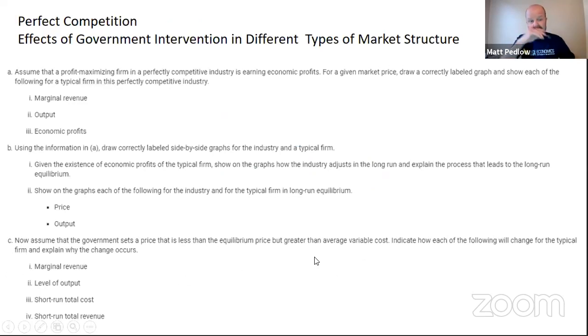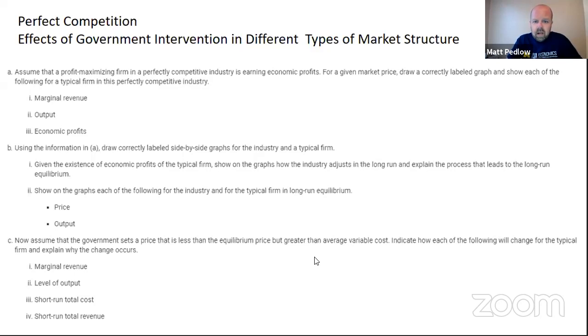All right, this is a longer one, okay? So we're looking at perfect competition. We're looking at intervention and the different types of market structures. So assume a profit maximizing firm in a perfectly competitive industry is earning economic profits. Okay, don't say, you know what, we don't have to draw. I realize that there's some drawing here, but look at C. C is, let's start discussing why these look the way they do. If you can draw these graphs, you are already a step ahead. Do not just blow the stuff off and say, well, we don't have to draw them. Drawing allows you to understand what you're drawing and why things look the way they do.